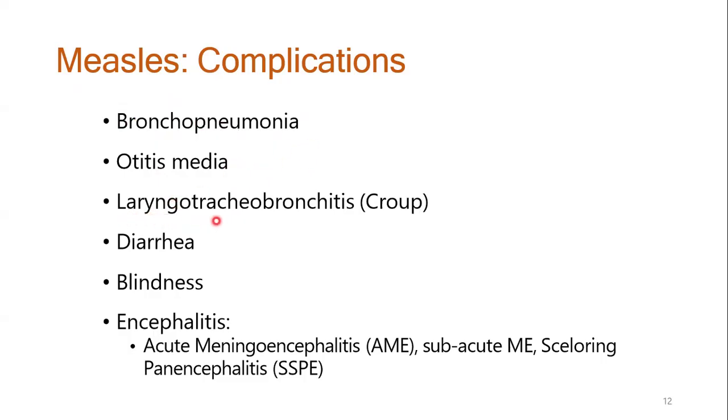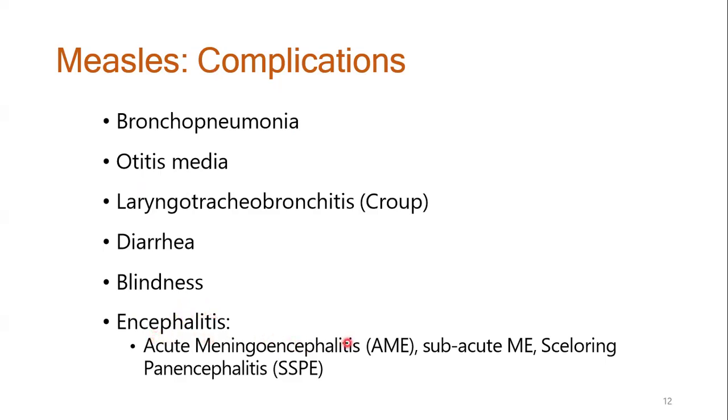Then laryngotracheobronchitis. So this is known as croup. So from the word larynx, it affects the larynx, goes to the trachea, then finally goes to the bronchus. So this is inflammation of all those layers. Then we have diarrhea. It can also cause blindness and encephalitis. So encephalitis is inflammation of the brain parenchyma.